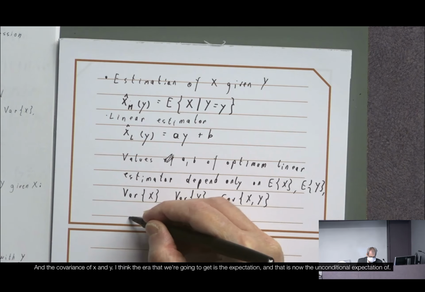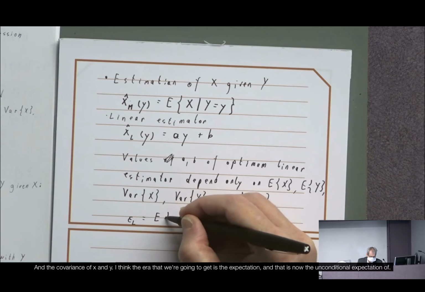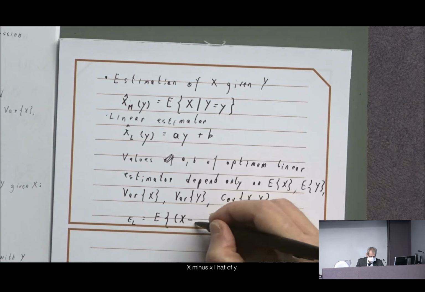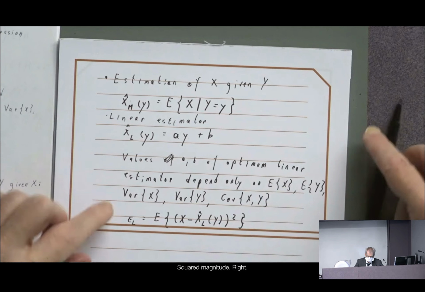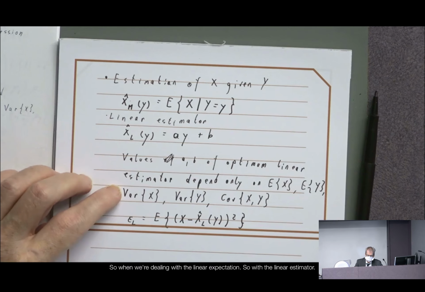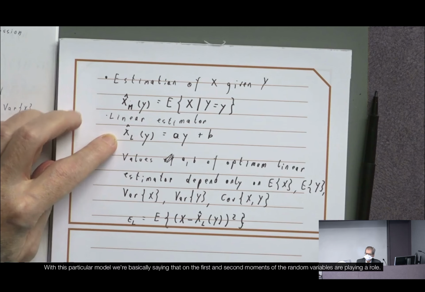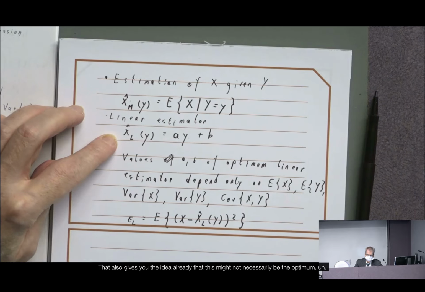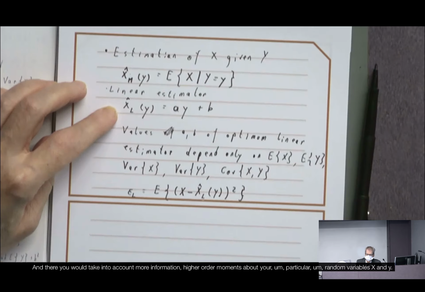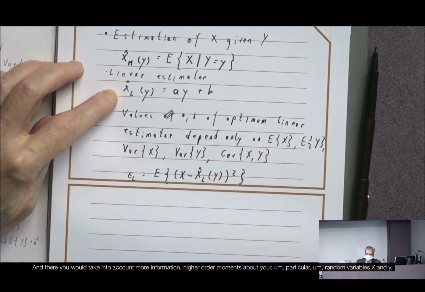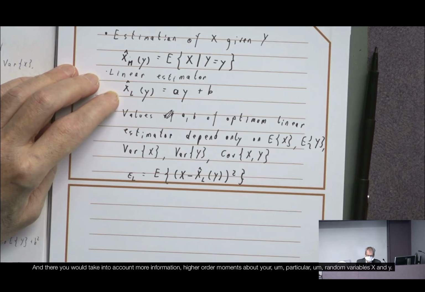And then the error that we're going to get is the expectation, and that is now the unconditional expectation, of the magnitude squared of x minus x hat L of y. So when we're dealing with the linear estimator, with this particular model, we're basically saying that only first and second moments of the random variables are playing a role. That also gives you the idea already that this might not necessarily be the optimum estimator overall, and sometimes nonlinear estimators are going to give you better results, and there you would take into account more information, higher order moments, about your particular random variables x and y.